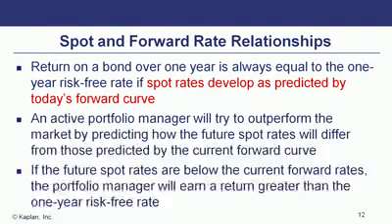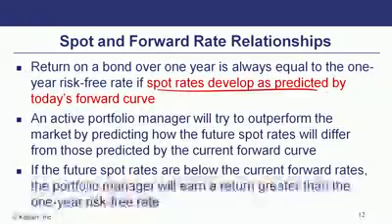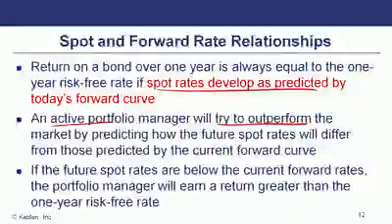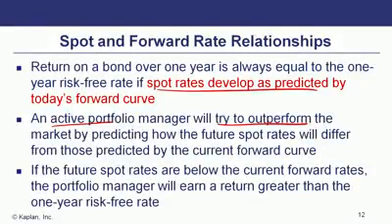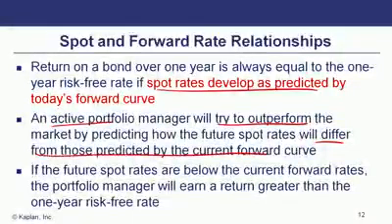Right, forward spot rate relationships. So return on a bond over 1 year is always going to be equal to the 1-year risk-free rate if spot rates develop as predicted. So if this were actually to apply, we would always earn this risk-free rate. An active portfolio manager, however, is going to try to outperform. That's what active managers do. They try to outperform the market by predicting how the future spot rates are going to differ from those that are predicted by the current forward curve.